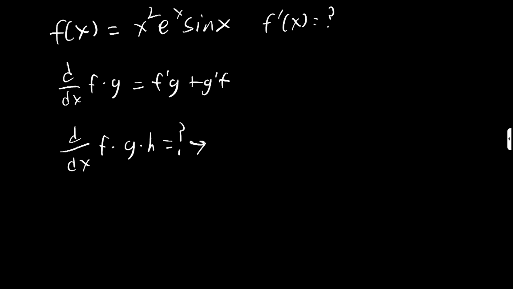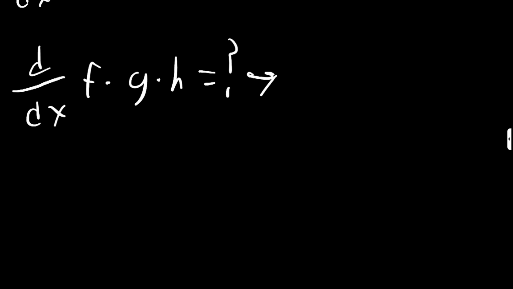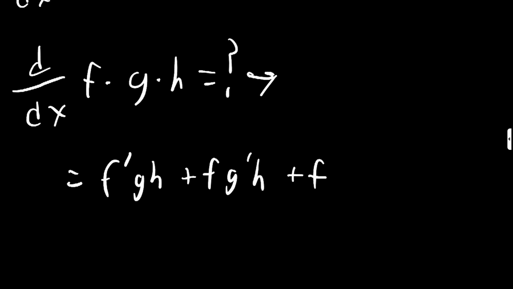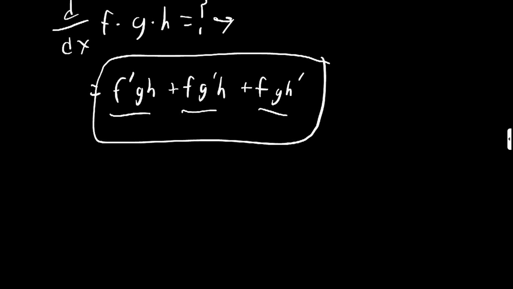So the actual formula for the derivative of three products here is just equal to f prime g h plus f g prime h plus f g h prime. So for each term, you're going to take one derivative and just multiply the other two. And you're going to do it for each function. So take the derivative of f one time, g one time, and h one time, and just multiply the other two. And so this is your formula. So it's very simple, very nice.